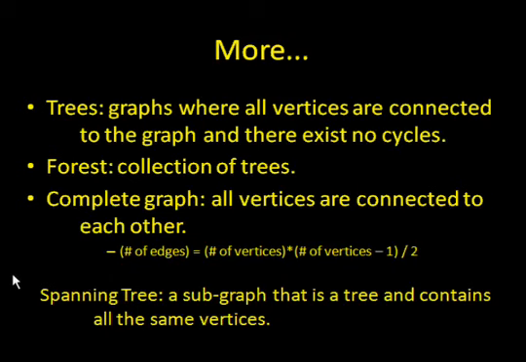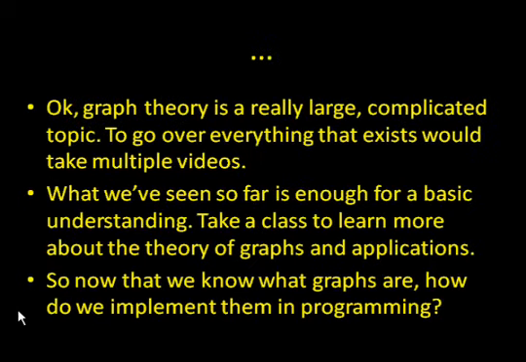A complete graph is a graph such that every vertex is connected to every other vertex directly. A property of complete graphs is that the number of edges is equal to the number of vertices times the number of vertices minus 1, divided by 2. And a spanning tree is a subgraph that is a tree that contains all the same vertices.